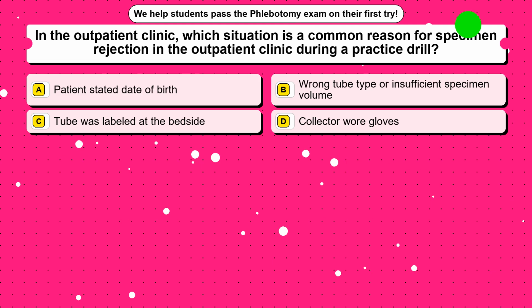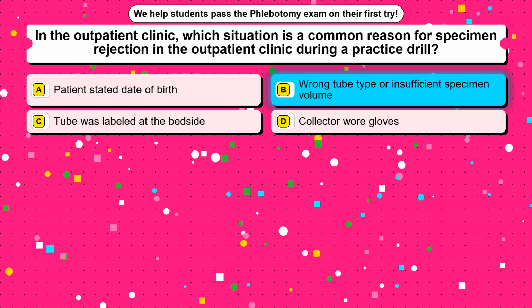Question 43. In the outpatient clinic, which situation is a common reason for specimen rejection during a practice drill? Option A, patient stated date of birth. Option B, wrong tube type or insufficient specimen volume. Option C, tube was labeled at the bedside. Option D, collector wore gloves.